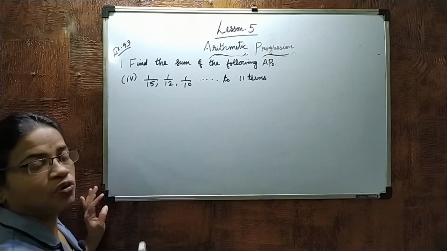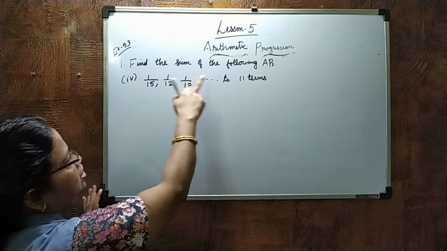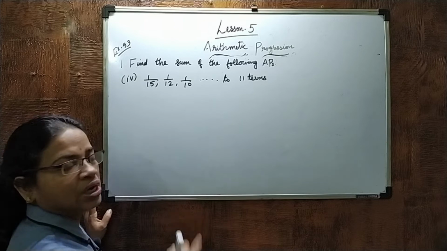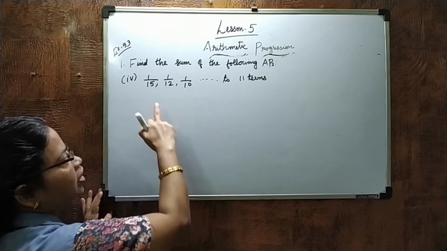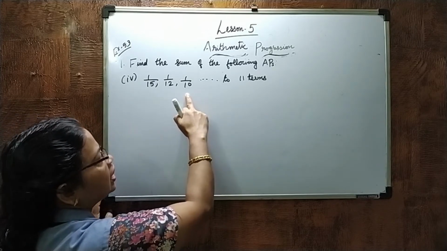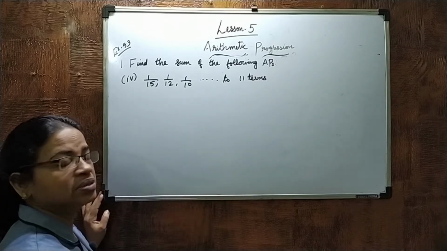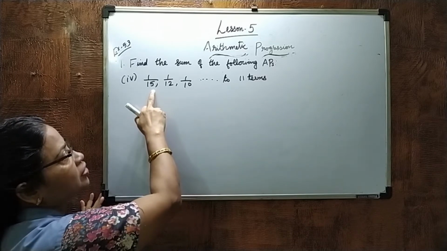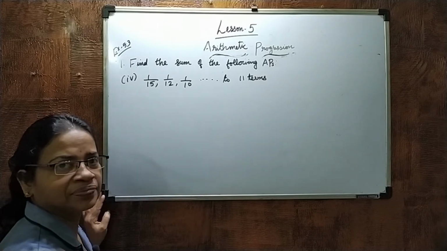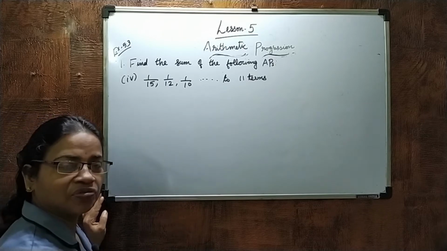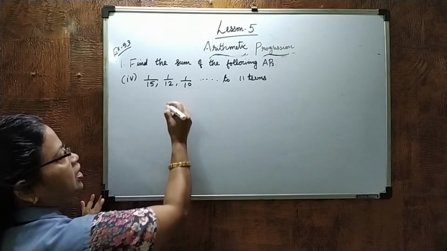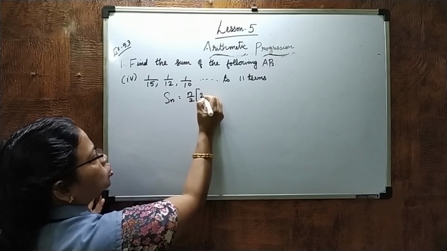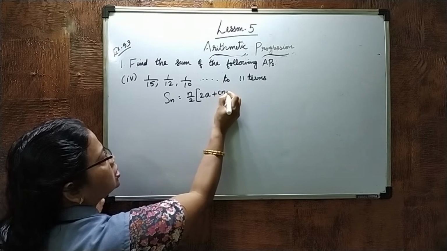Now next one, fourth question. Find the sum of the following APs: 1 by 15, 1 by 12, 1 by 10, etc., to 11 terms. Means what? You have to find the sum of these. Again, it is going to be 11 terms. You have to find the sum of 11 terms, starting from 1 by 15 onwards. So what all things do you have to find out? What is the formula for that? Sn equals n by 2 into 2a plus n minus 1 into d.